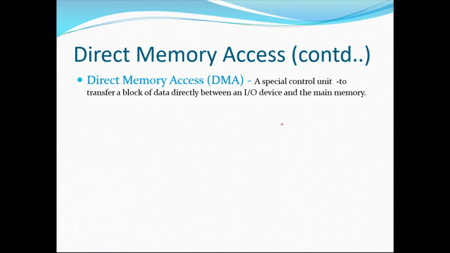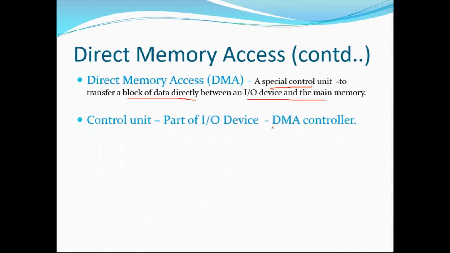There will be a special control unit which is used to transfer a block of data directly between the IO device and main memory. This control unit is called the DMA controller, direct memory access controller. Where will this control unit be placed? It will come as a part of the IO device, or it may be a part of the IO module.